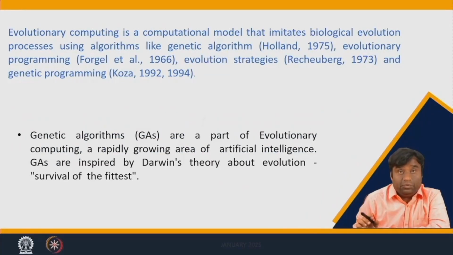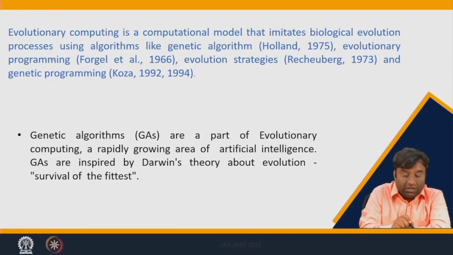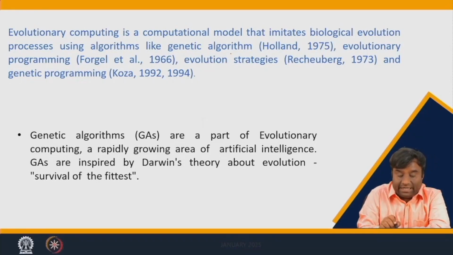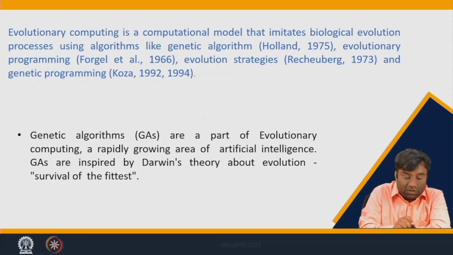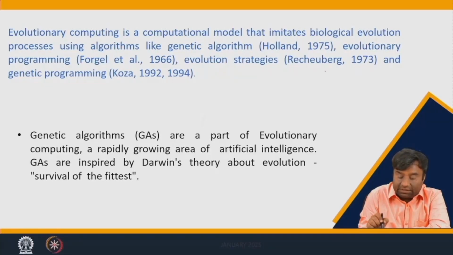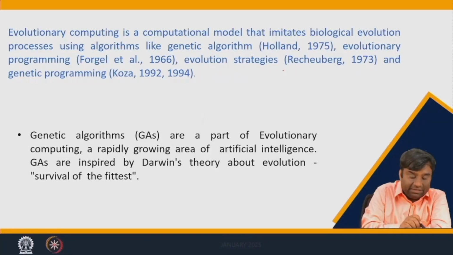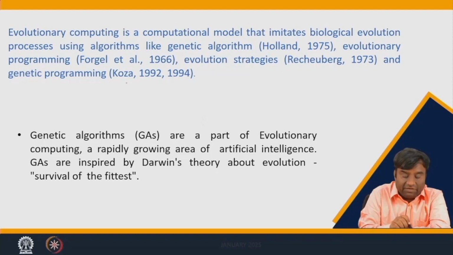Evolutionary computing is a computational model that imitates biological evolution processes using algorithms like genetic algorithm, an idea given by Holland in 1975, evolutionary programming by Fogel et al. in 1966, evolution strategies in 1973, and genetic programming given by Koza.